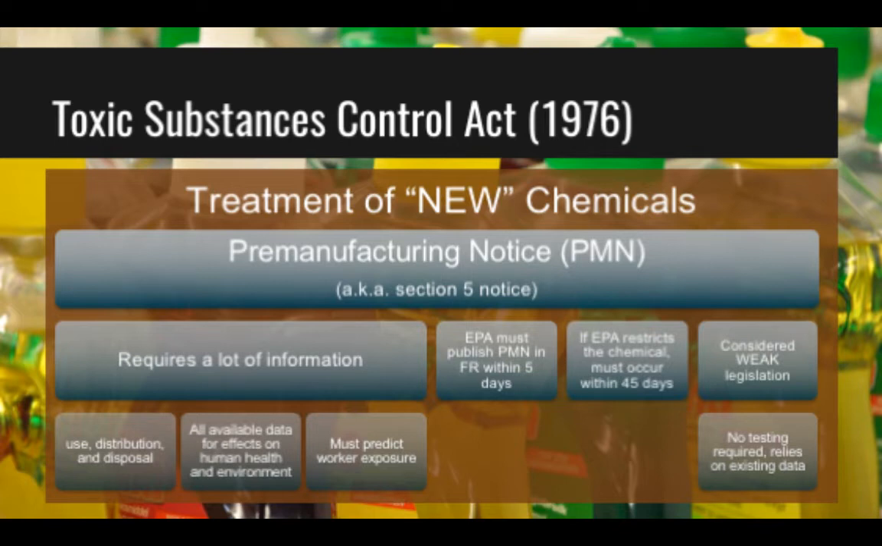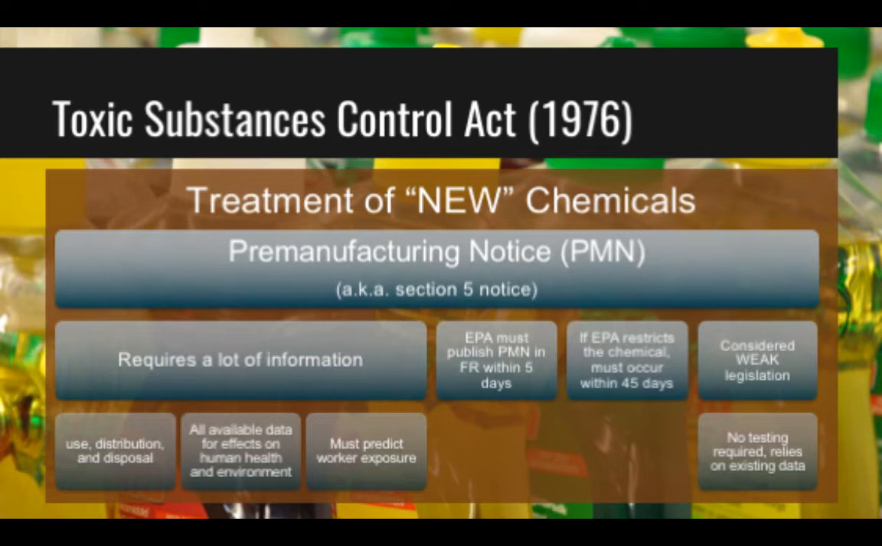Within 5 days of the receipt of the pre-manufacture notice, the EPA must publish a notice in the Federal Register containing the name of the new chemical, its intended use, and the test data submitted by the manufacturer to demonstrate that the chemical does not present an unreasonable risk of harm to human health or the environment.